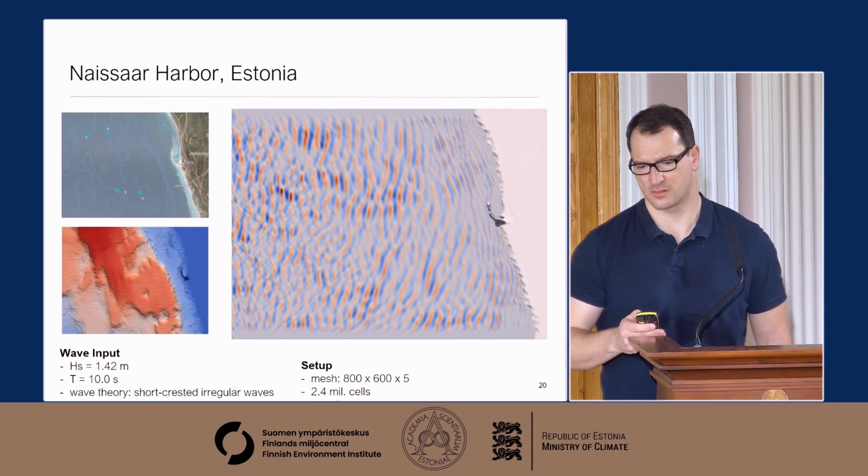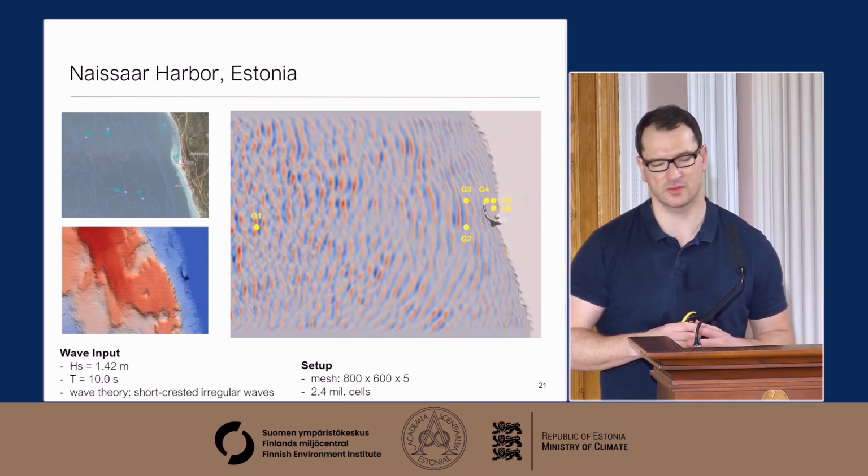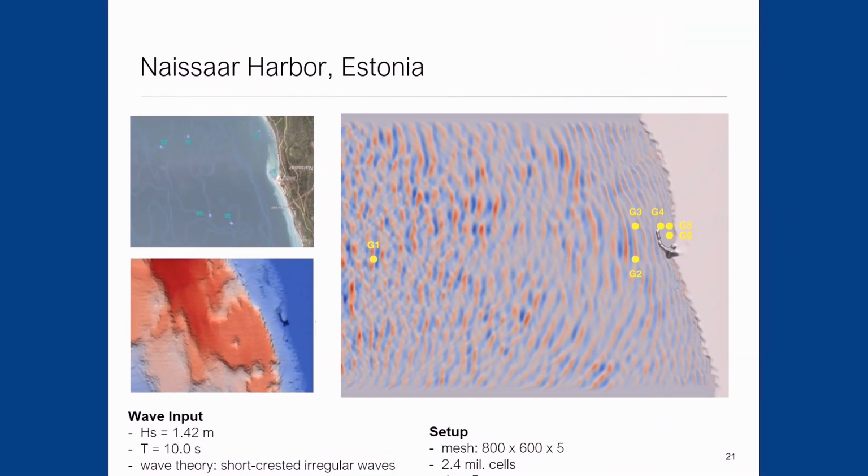And then we placed different wave gauges. For this case, we don't have any measurements at the moment. So we are placing different wave gauges at different locations, which are important to understand how the breakwater is working. For the harbor, you want to have as calm conditions as possible. And with this model that can capture the diffraction, you can then estimate the wave conditions inside the harbor.